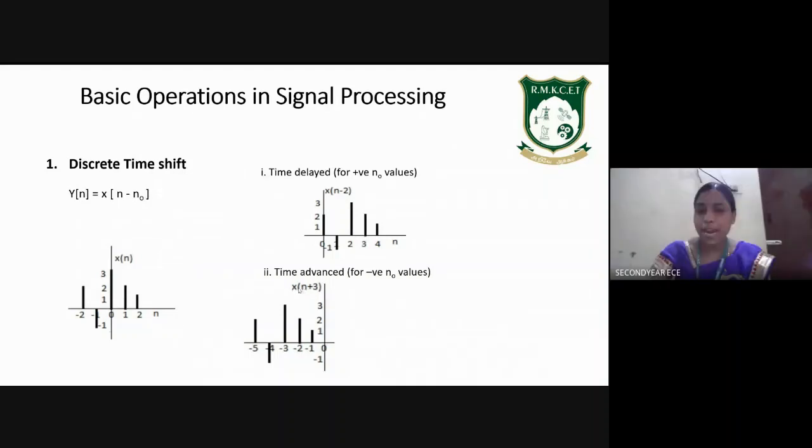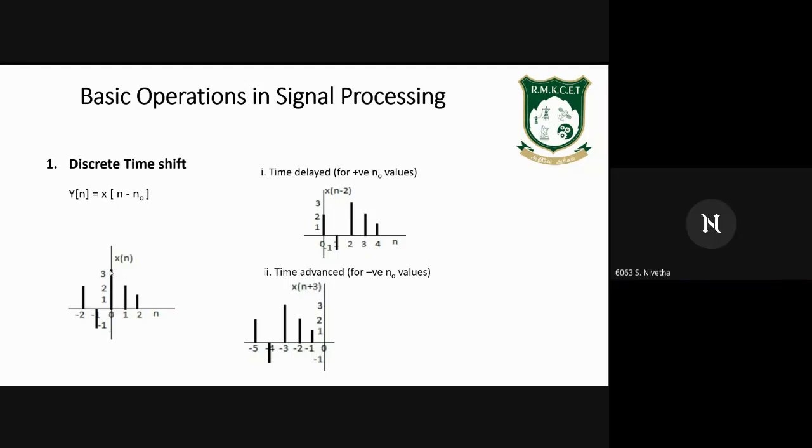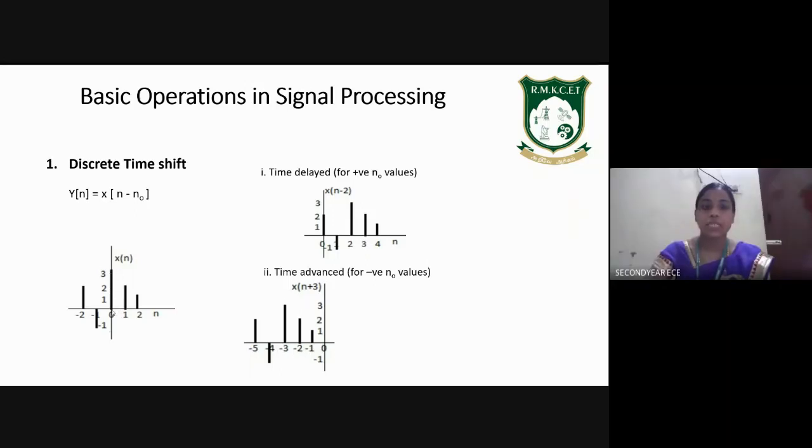And substitute minus 3 here. x of minus 3 plus 3, x of 0. So what is the x of 0 value, the amplitude? At n is equal to 0, it is 3. So here we have calculated for what n value? For minus 3 only, no? If we substitute this minus 3 in the place of n, x of minus 3 plus 3 is x of 0. That sample will come here. Are you getting my point, ma'am?